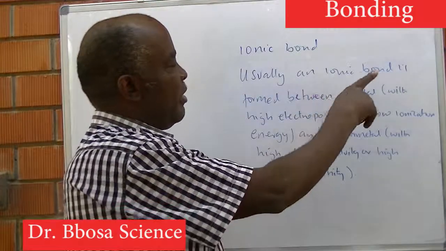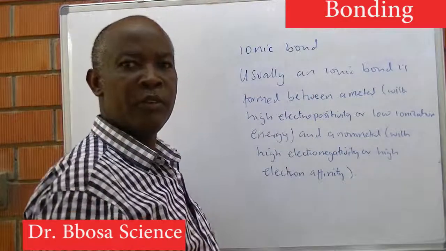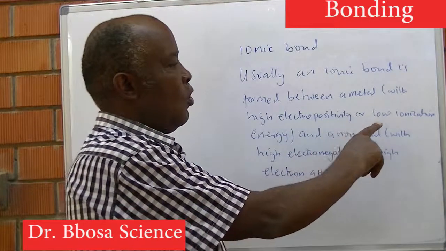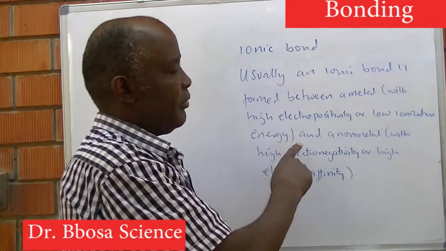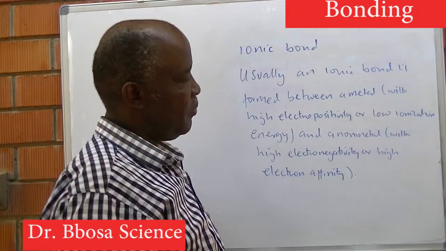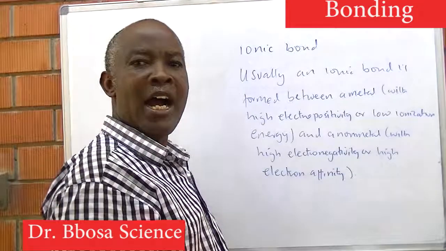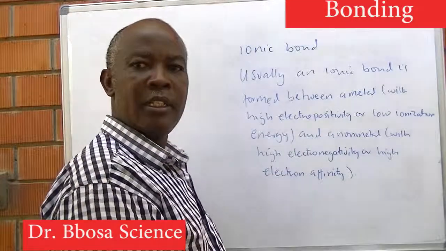Usually, an ionic bond is formed between a metal with high electropositivity or low ionization energy and a non-metal with high electronegativity or high electron affinity.